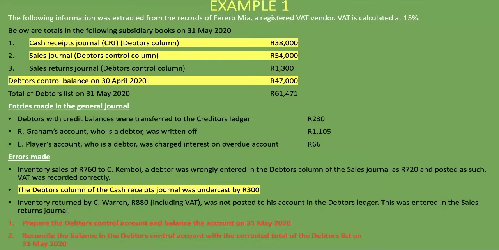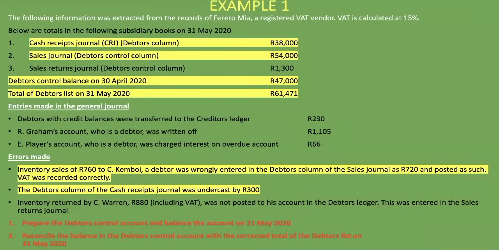And then we go and now highlight the debtors list, the total of the debtors list. Remember, we just put that in as well as the inventory sales of 760. And now that we've done that, we can continue with our work. We look at the third one here. We are told that the sales returns journal, which is the debtors control column that we're focusing on, is 1,300 rand, the sales returns journal. So again, we see if there's anything here pertaining to the sales returns journal in the entries that were made as well as the errors made, and we can see that we have nothing about returns from our debtors. So if there's nothing, we're just going to put the sales returns journal and put the amount of 1,300.